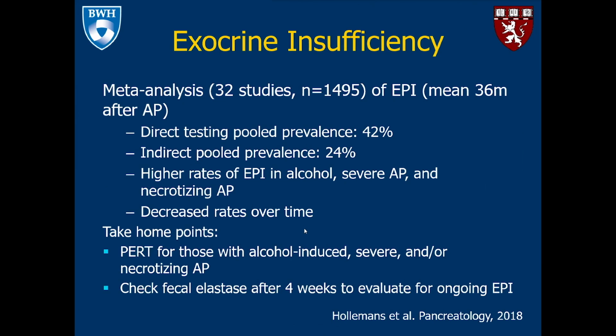Exocrine insufficiency is also an important thing to think of. Another meta-analysis looking at the rate of exocrine pancreatic insufficiency at a mean time of 36 months after the pancreatitis showed a direct testing pooled prevalence of 42% and higher rates of exocrine pancreatic insufficiency in alcohol, severe pancreatitis, necrotizing pancreatitis, and decreased rates over time. So a take-home point is that pancreatic enzyme replacement therapy is important for those with alcohol-induced pancreatitis, severe pancreatitis, necrotizing pancreatitis, and we do recommend to check fecal elastase after 4 weeks to evaluate for ongoing exocrine pancreatic insufficiency.